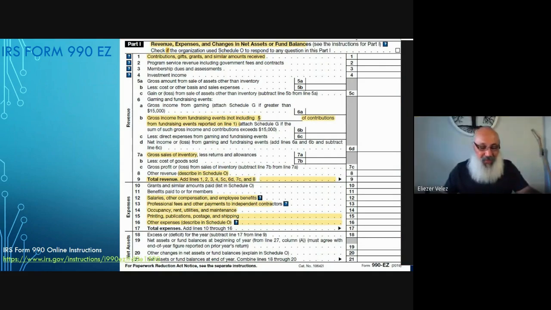Every donation that you receive, the higher the value, which we're not discussing right now, it's a $2 billion building, but the higher the value, the more documentation you should have that proves what the value actually is.